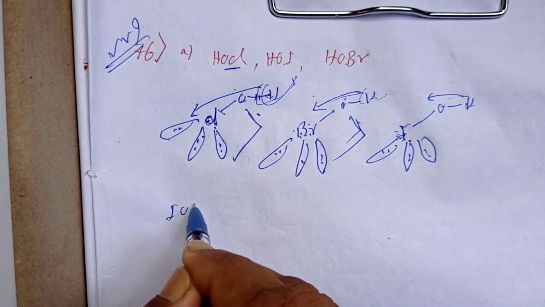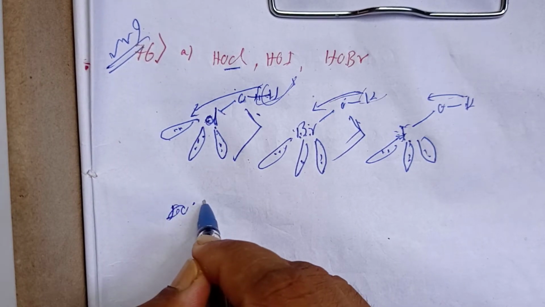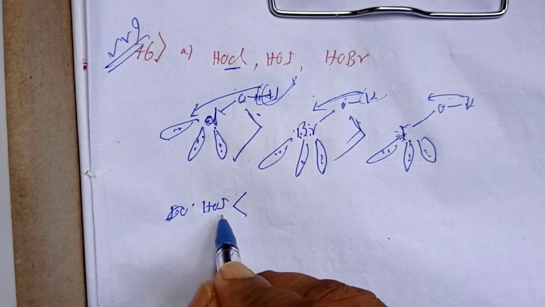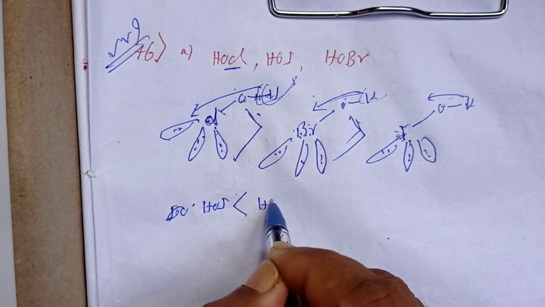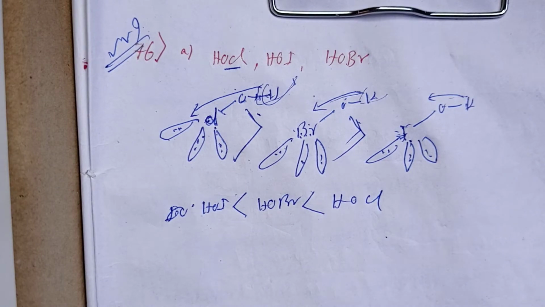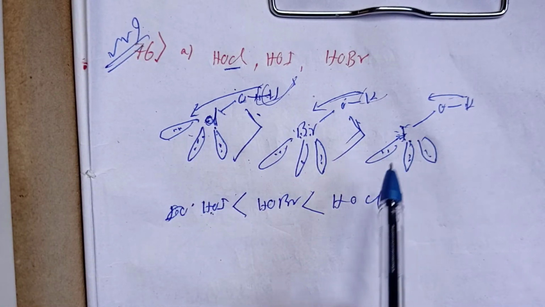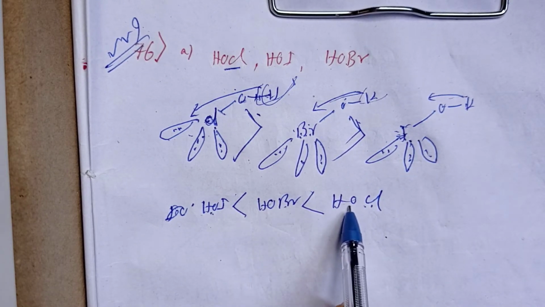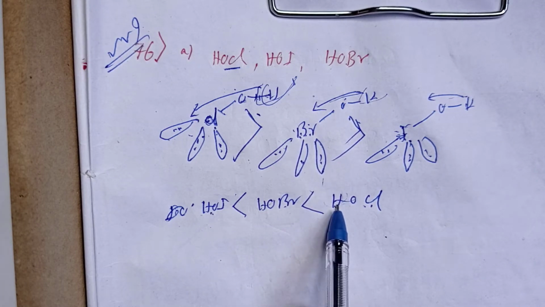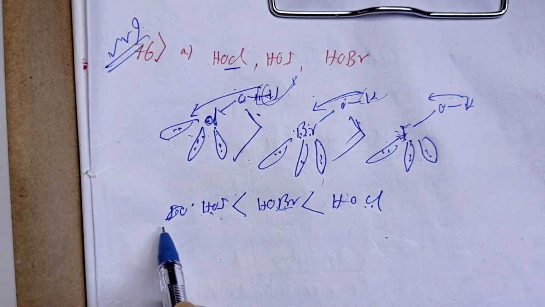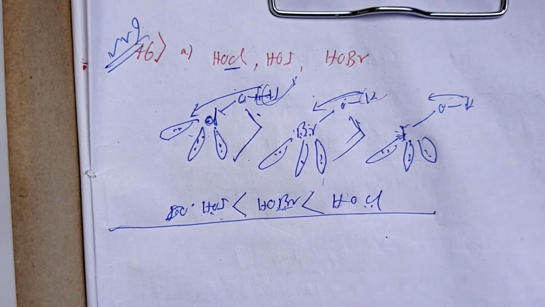Iodine is the lowest. So the increasing order is HOI is less than HOBr, which is less than HOCl. This is the proper order. And having drawn the structures, we explain: as the electronegativity of chlorine is more than bromine, the OH bond is more polar and easily releases H plus ion, so it is more acidic than this one. Again, this one is more acidic than the next due to electronegativity. Okay, this is question number 76A.